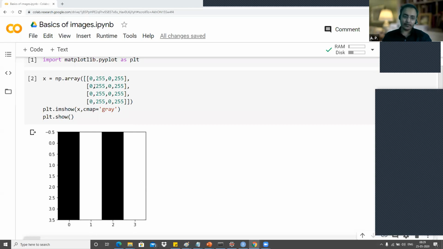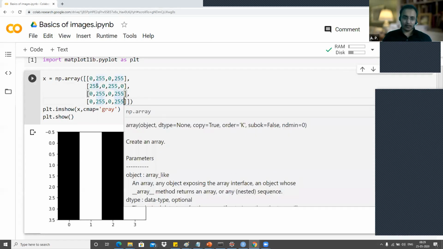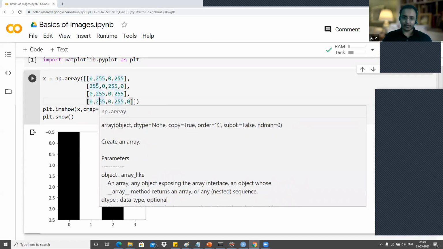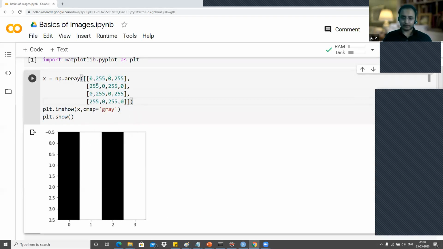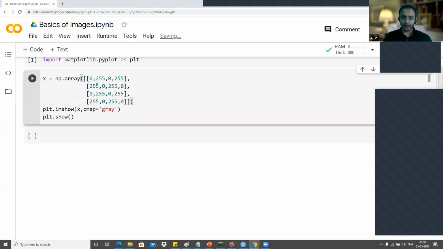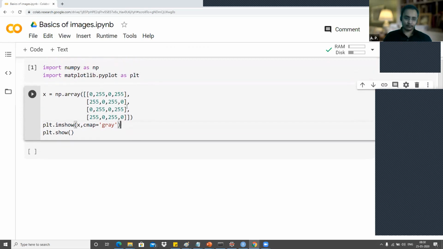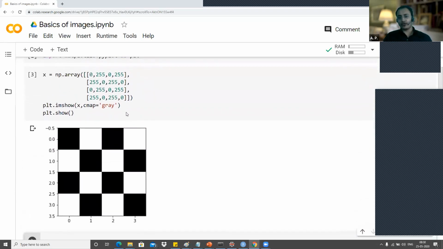What I can do is I can simply make it 255 0, 255 0. And similarly 255 0, 255 0, like this, right? And let's see this out. So, well, we should be able to get a chessboard image now, and as you can see, no, we can't see that. Well, let me run this again. Okay, so here we go, and we can see that now we got a chessboard, right?